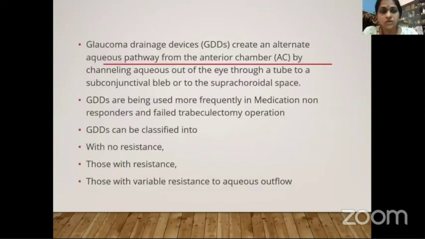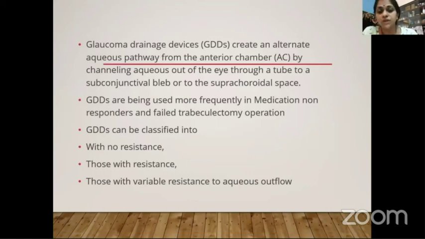Then we come to the GDDs, or the glaucoma drainage devices, the last topic. Here an alternate aqueous pathway is made from the anterior chamber by channeling the aqueous out of the eye through a tube into the subconjunctival space, just like a bleb formation. It can be used frequently in medication non-responders or any failed trabeculectomy, and end-stage glaucomas, which don't respond to other medications or other modes of treatment.